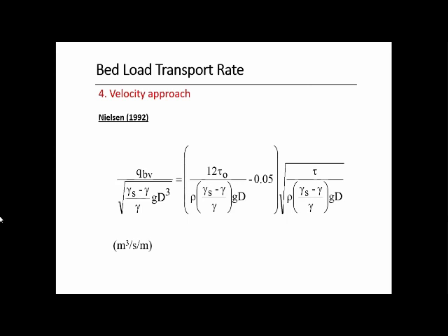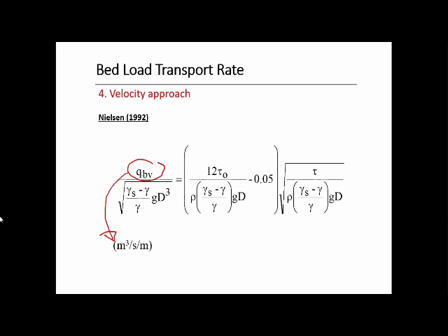The next one, or last but not least, is your velocity approach. So we can use the Nielsen 1992 to calculate this velocity approach. Stress in a volumetric unit. So it is meter cubed per second per meter.